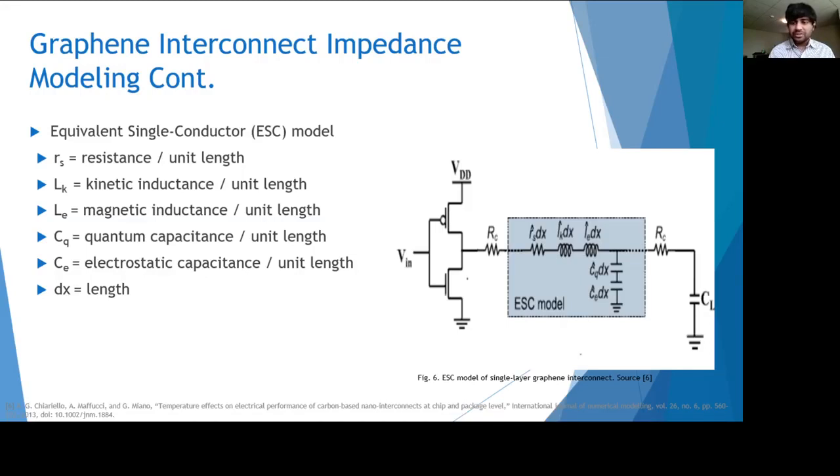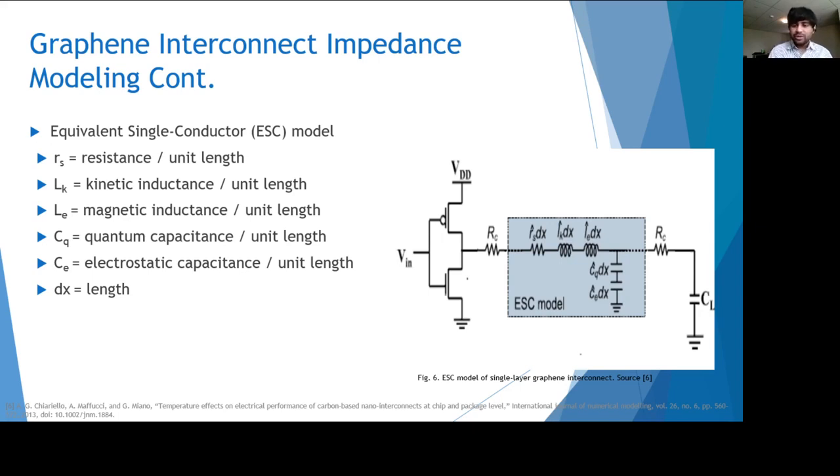All the impedance characteristics are per unit length, except RC. RC is the quantum resistance. Quantum resistance has to do with the quantum Hall effect, which is quantized for graphene. Yeah, that's beyond the scope of this presentation. I didn't fully understand it, but that's what RC is. Similar story with quantum capacitance. It's due to the quantum Hall effect, but again, I didn't fully understand it.